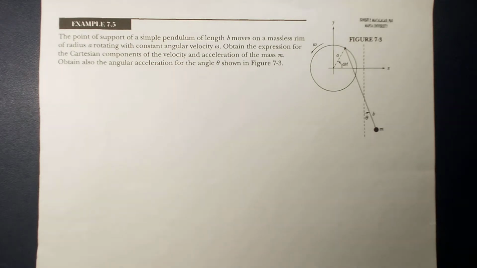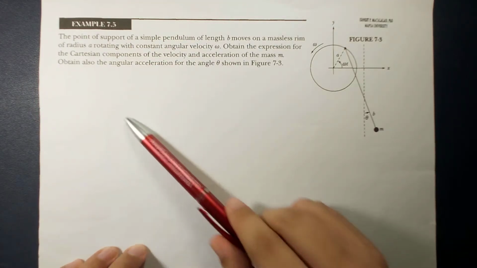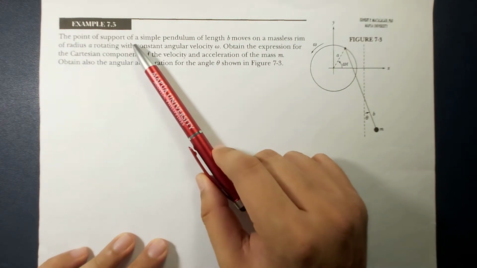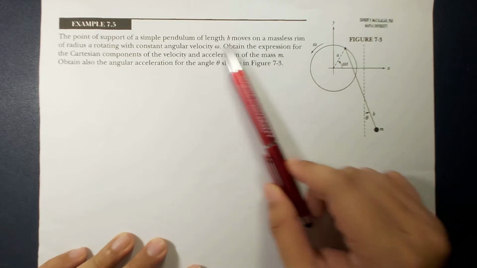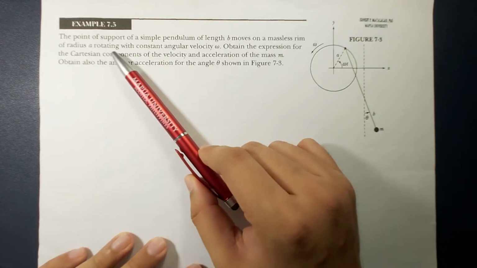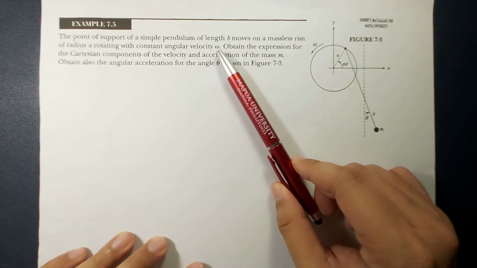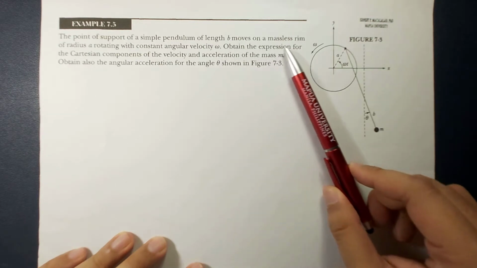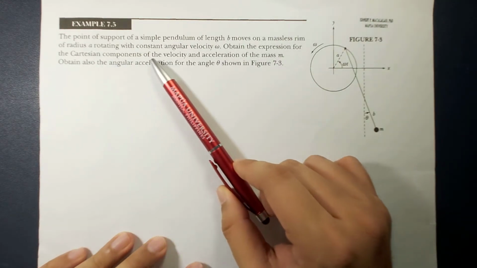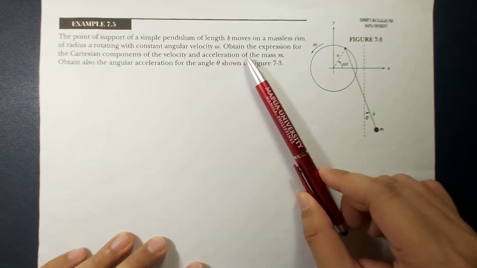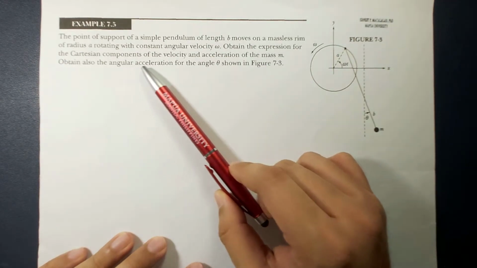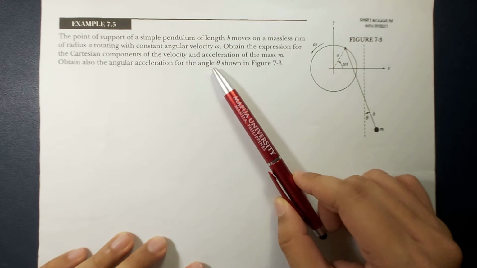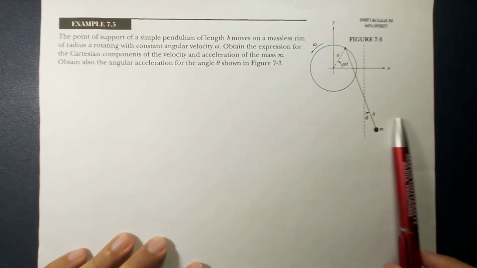So this is example 7.5 of Marion and Thornton, and the problem reads: the point of support of a simple pendulum of length b moves in a massless rim of radius a, rotating with a constant angular velocity omega. Obtain the expression for the Cartesian components of the velocity and acceleration of the mass m. Obtain also the angular acceleration for angle theta as shown in the figure.